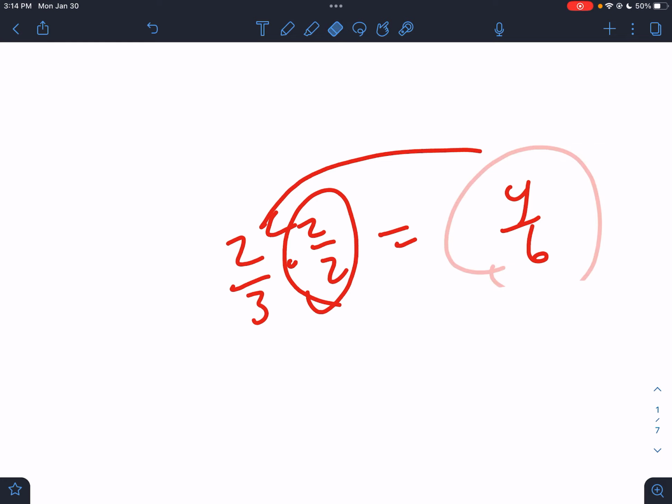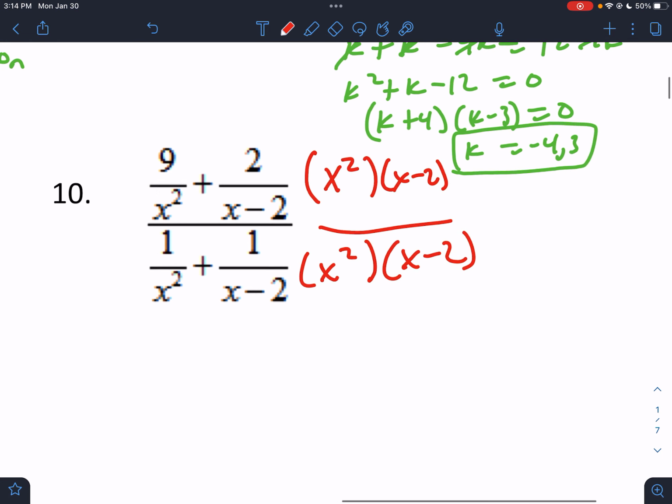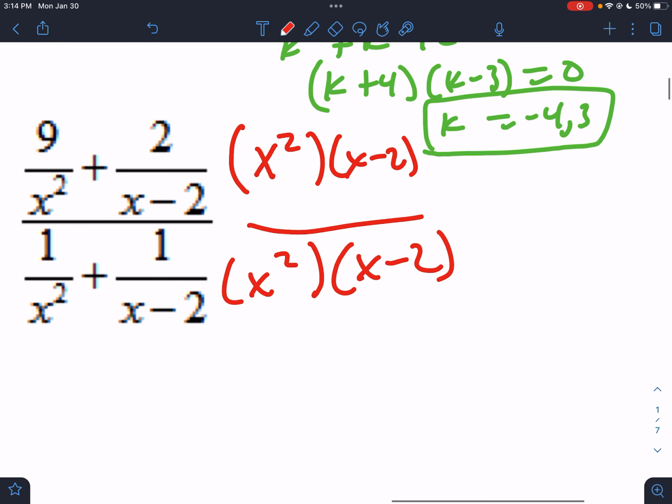So anytime you have a fraction, if you multiply the numerator and the denominator by the same number, then you're multiplying by 1, and that's what we're doing here. This is the same number on top and bottom. That's just the number 1.